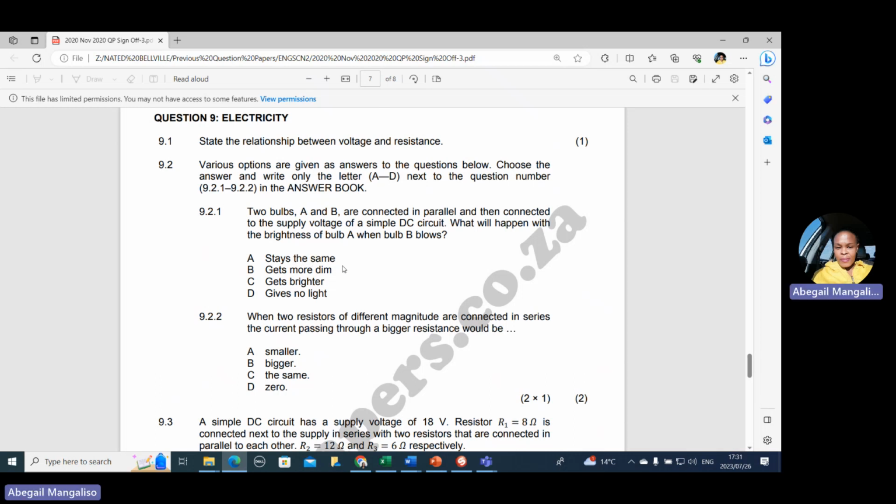Number 2, when 2 resistors of different magnitude are connected in series, the current passing through the bigger resistance would be, remember they are connected in series. So in series connection, current is the same.